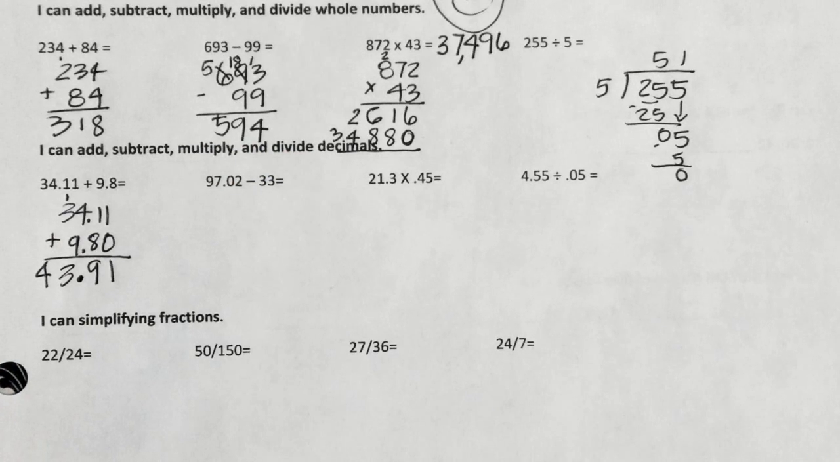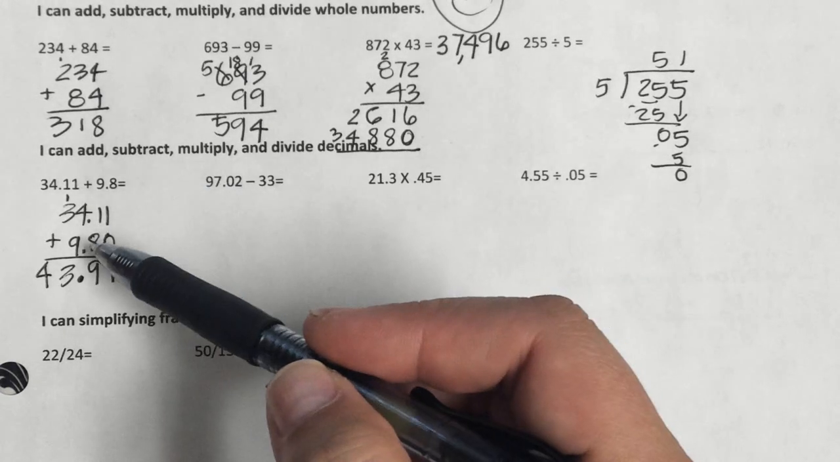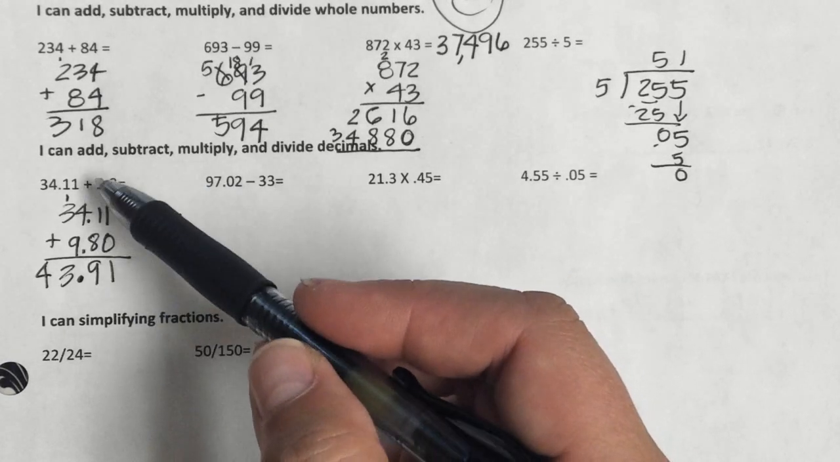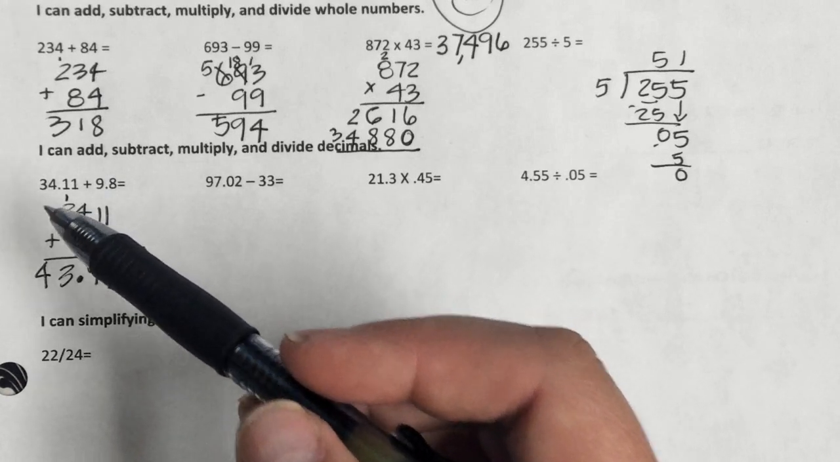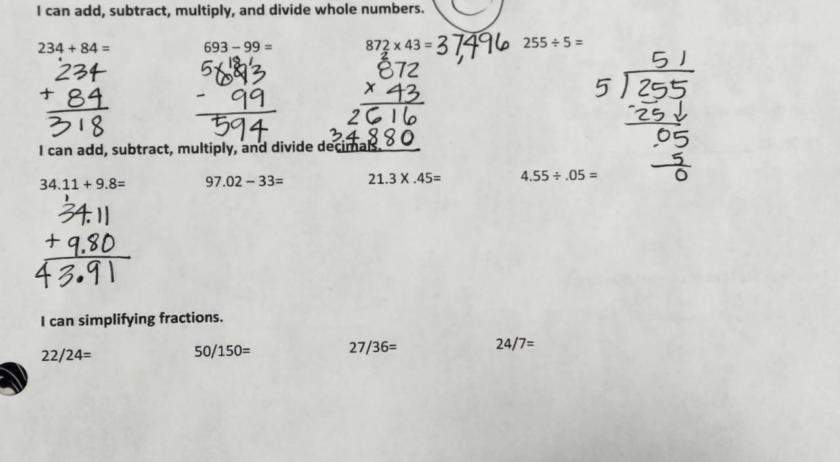Yes? I thought you added the two numbers behind the decimals to each other. No, you have to line up your decimals, because my 8 is in my tenths place, and this 1 is in my tenths place. So I have to add tenths with tenths and hundredths with hundredths.